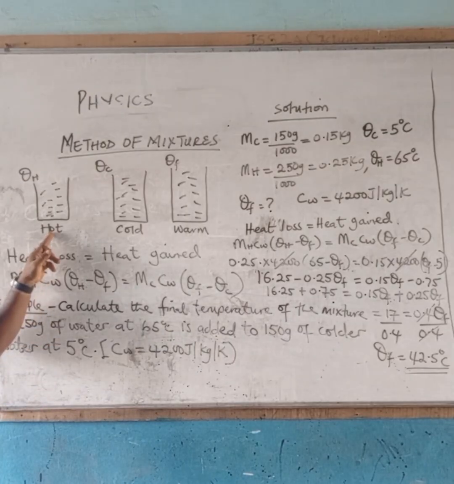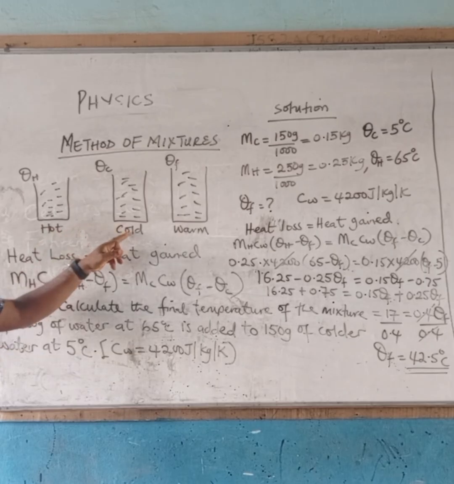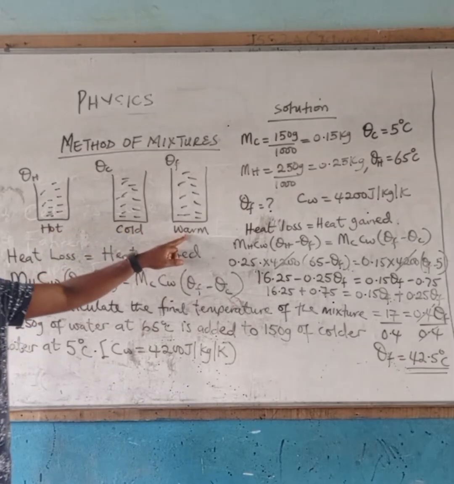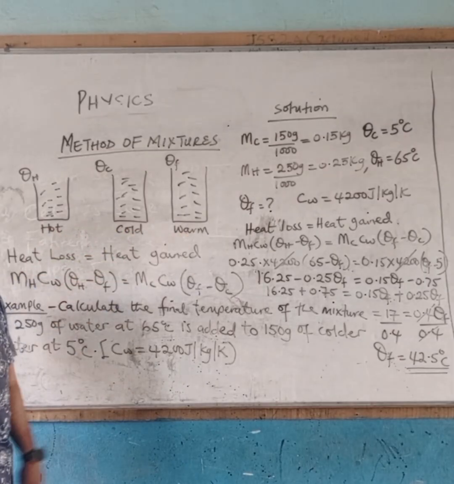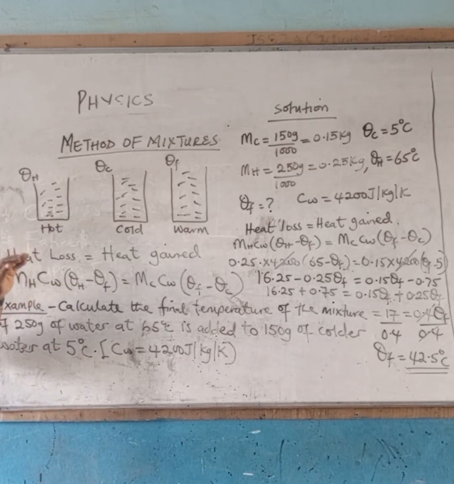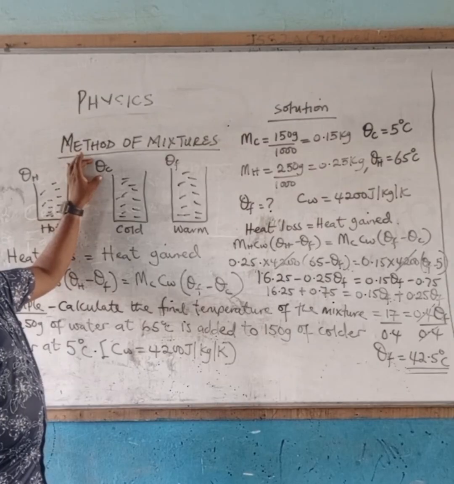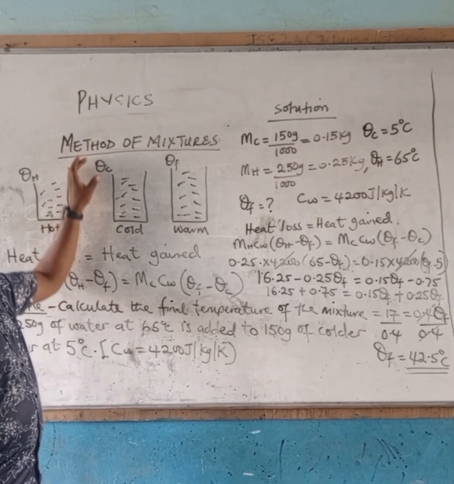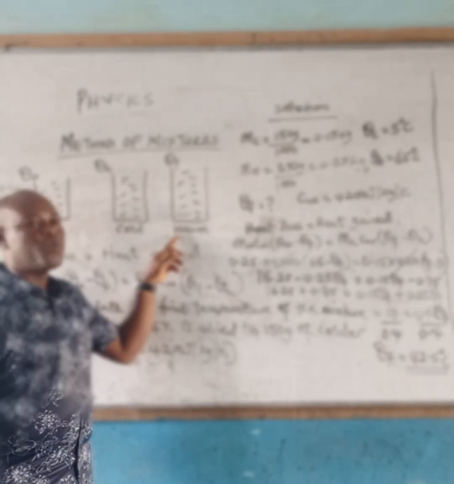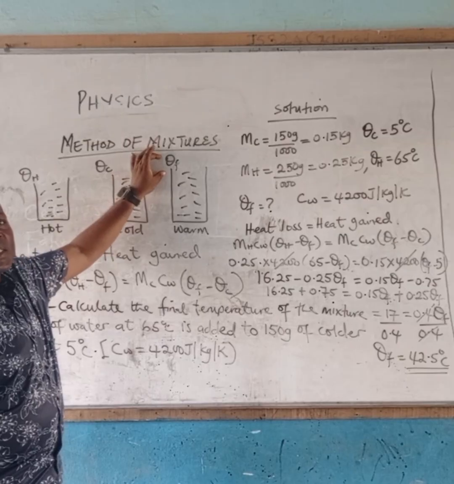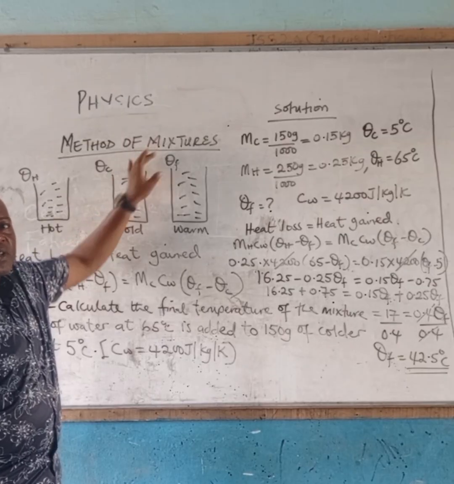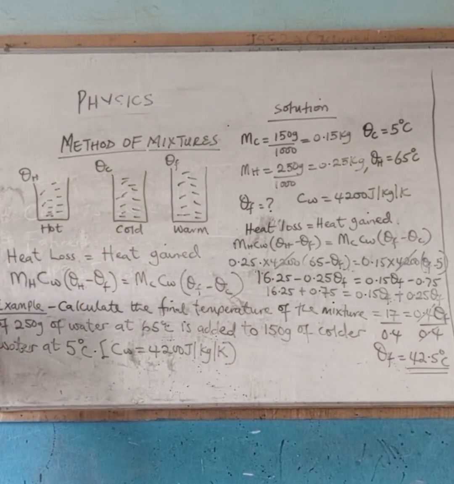Now, if you mix this hot water with cold water, you are going to have warm water. Let's assume before you mix, the temperature of this hot water is what we call theta H. The temperature of cold water is what we call theta C. The temperature of warm water, we'll call it the final temperature. Please take note of these terms.